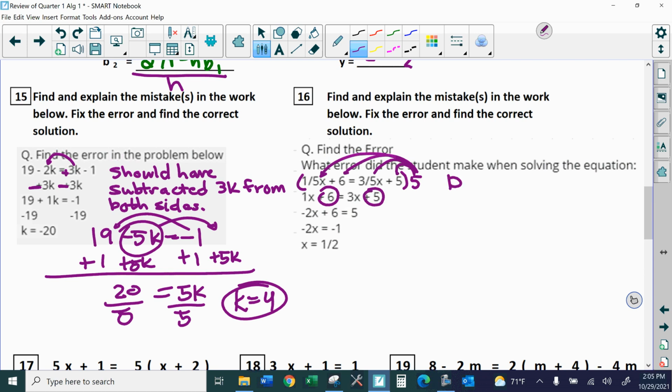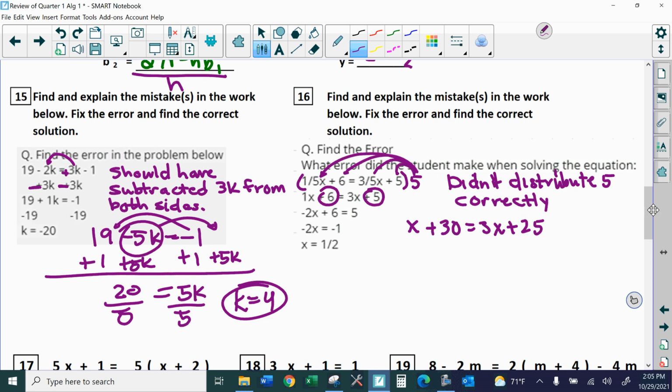So they didn't distribute 5 correctly. So it should have said x plus 30 equals 3x plus 25.